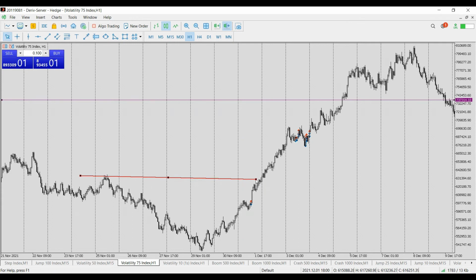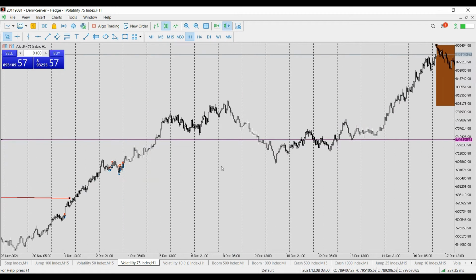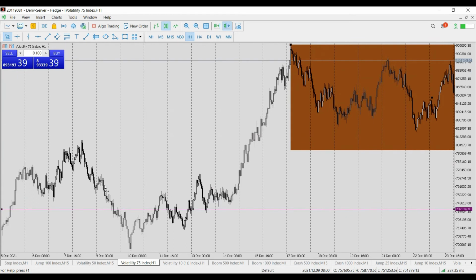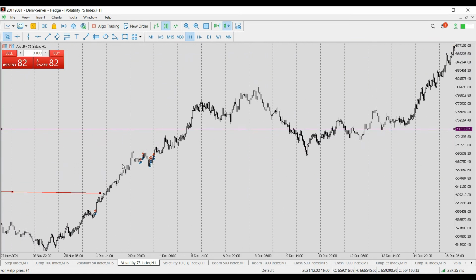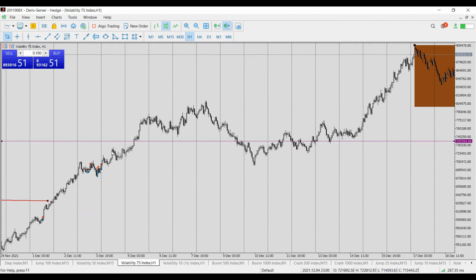is we're going to be looking for the point of entries. We're going to be looking for our point of entry, guys. So with that being said, what are we going to be looking for? We're going to be looking for order blocks.